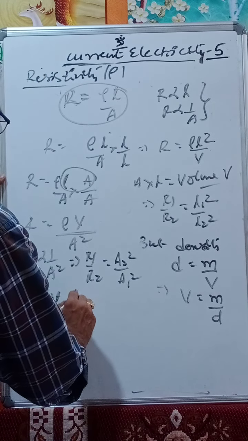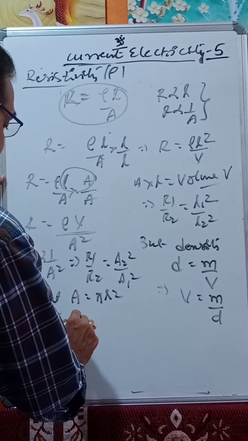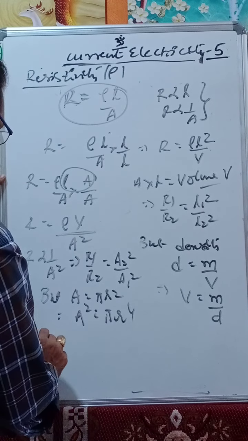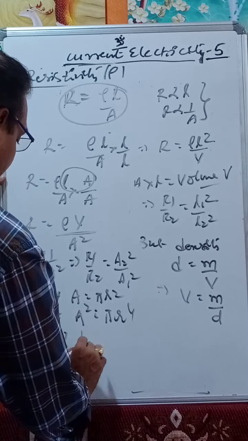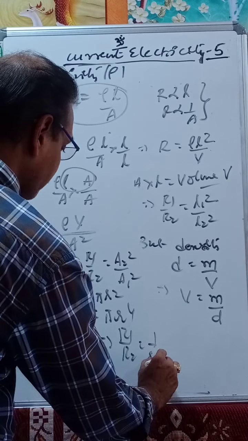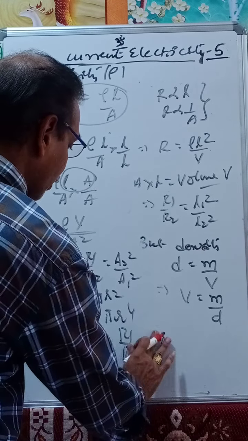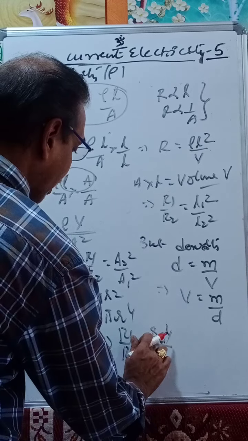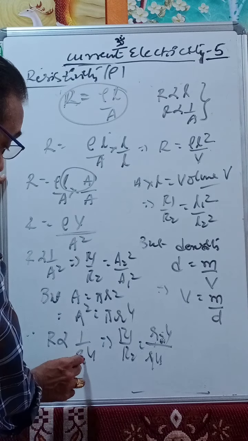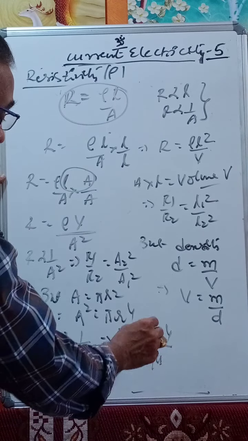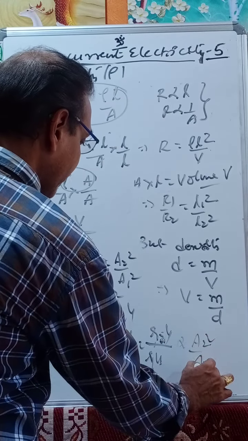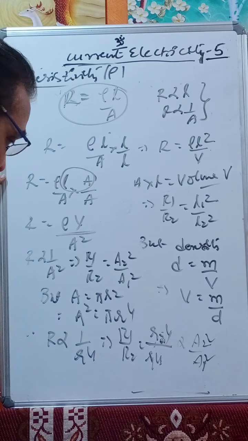But again, A is equal to pi r square. This implies A square is equal to pi square r power 4. Therefore, R is proportional to 1 by r power 4. This implies R1 by R2 is equal to r2 power 4 by r1 power 4. Here r is the radius, and this R is resistance. Therefore, R1 by R2 is equal to r2 power 4 by r1 power 4, which is proportional to A2 square by A1 square.